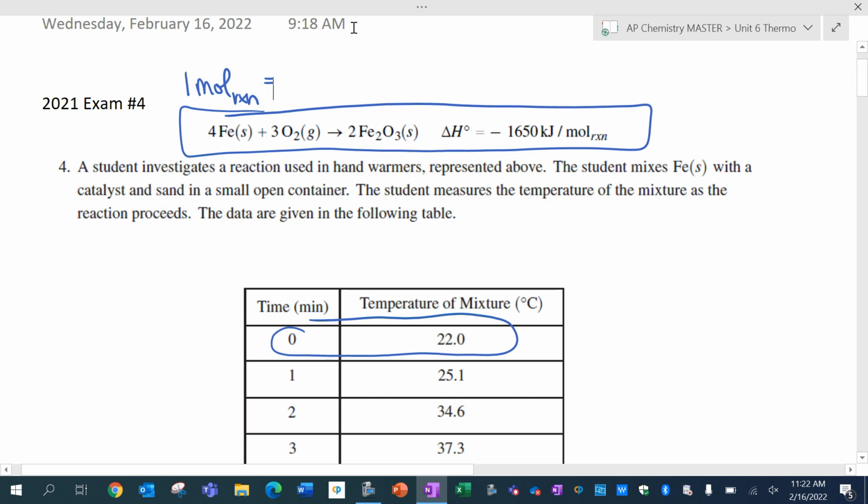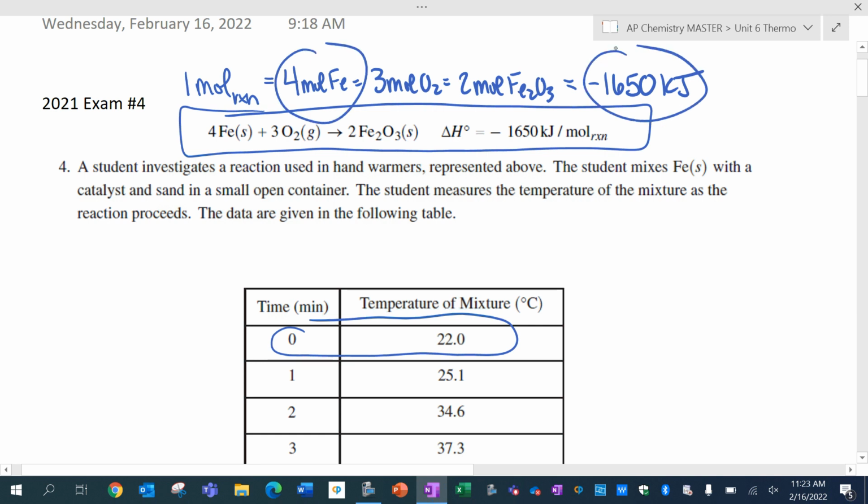So this reaction involves 4 moles of iron and 3 moles of oxygen combining to make 2 moles of iron oxide. So when all this reacts, you will release 1,650 kilojoules of energy. And so I want to know what my iron to energy relationship is. Looking at this problem, knowing this iron to energy relationship is the one that's going to be useful to me.